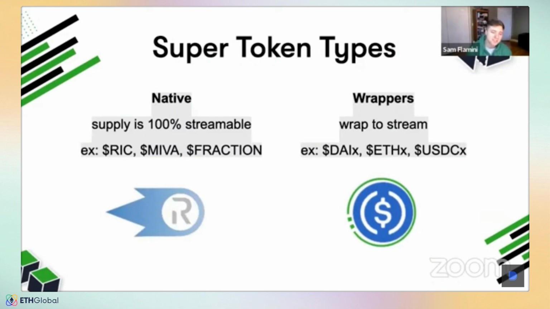So again, this is something we'd recommend if you're interested in building on top of Superfluid and you want to deploy a token. Just make it a native super token, because out of the box it will have all this functionality. However, we know that Maker is not going to redeploy DAI and tell everybody to migrate to super token DAI, right? So there are wrappers.